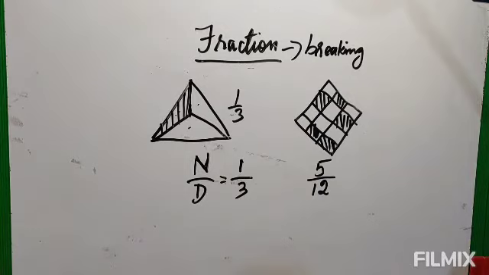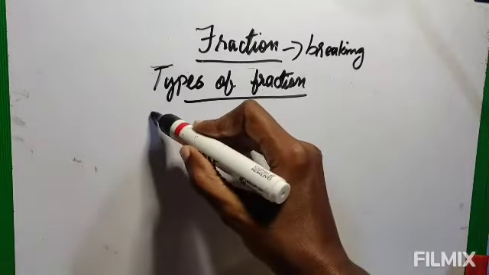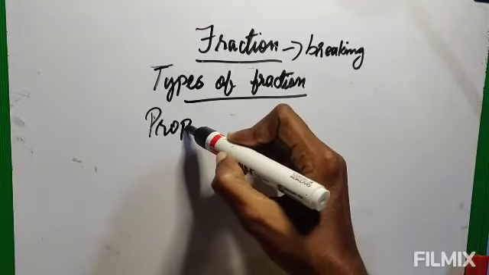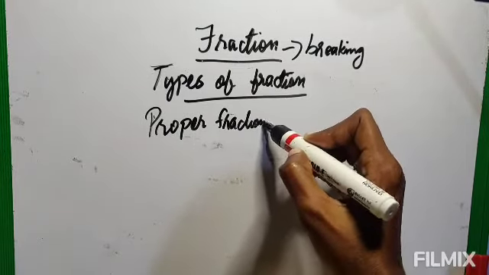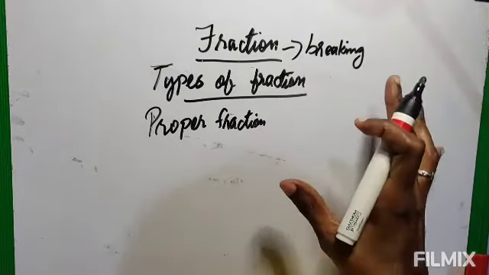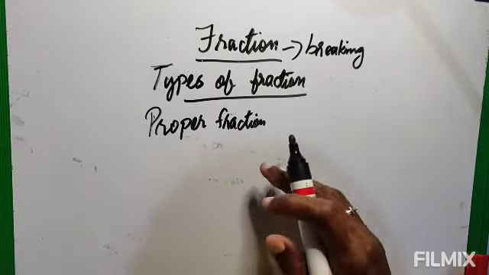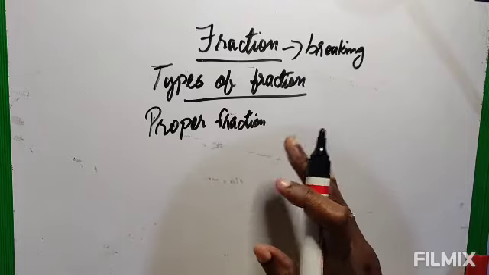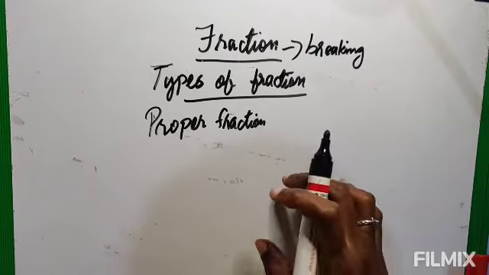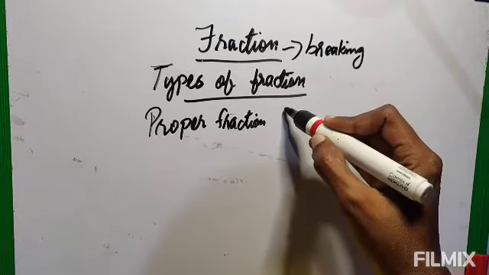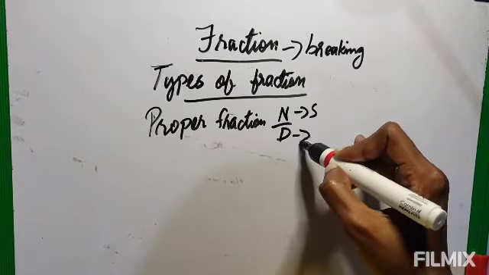Again, some more things we will learn now. Now we are going to learn the types of fractions. The first one is the proper fraction. Proper means it is properly made, then it is a proper fraction. If it is not proper, then we say improper fraction. For a proper fraction, the head must be small. That means the numerator must be small and the denominator should be big.